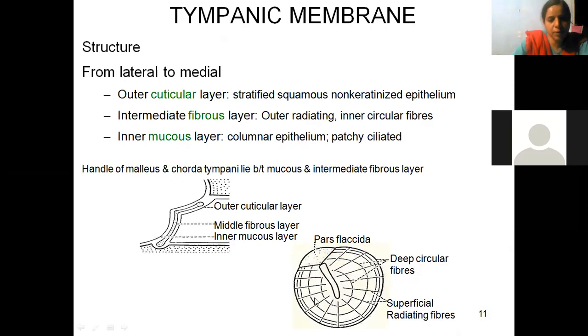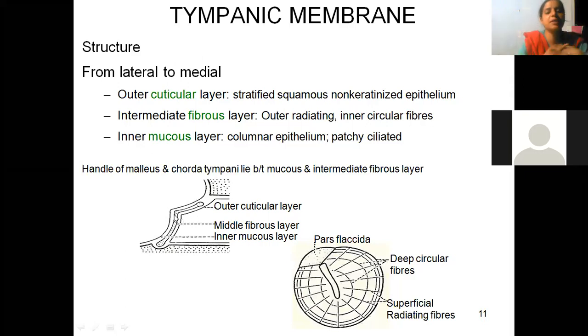When you look at the tympanic membrane from lateral to medial side, in terms of histology, it is made up of 3 layers. From outside to inside, the layers are CFM, something like that. Try to remember: the outer layer is the cuticular layer, the middle layer is the fibrous layer, and the inner layer is the mucous layer.